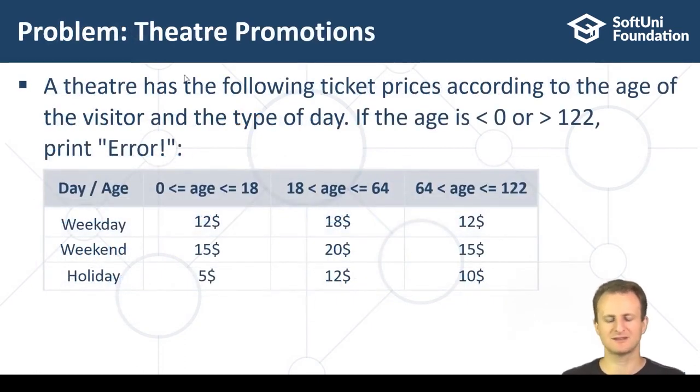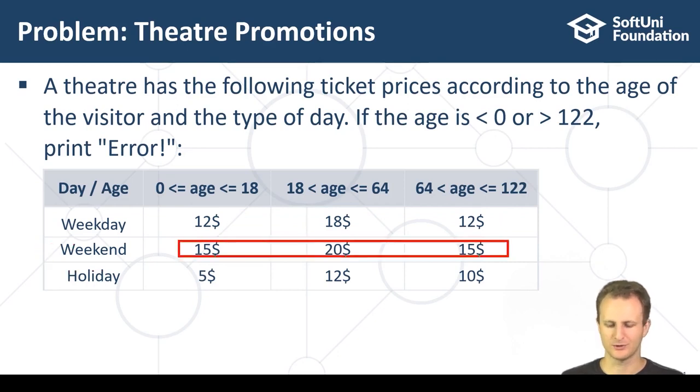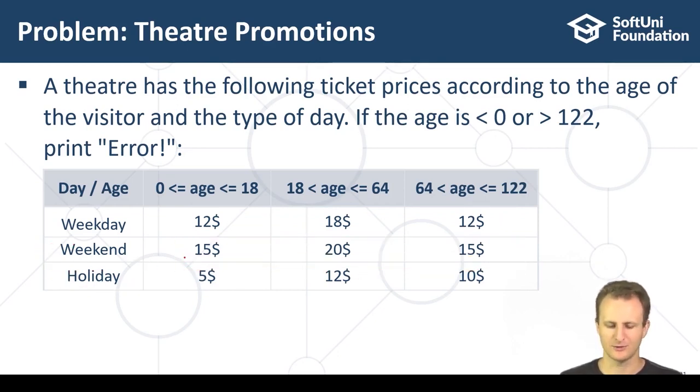Okay, so we have a task over here, which requires us to check theater promotions. How do these promotions work? Well, if the day is a weekday, we use this part of the table. If it's a weekend, we use this part of the table. And if it's a holiday, we use this part of the table. So what does it look like? These are 3 fixed values, exactly 3 fixed values. And in each of them, we have different handling for different ages.